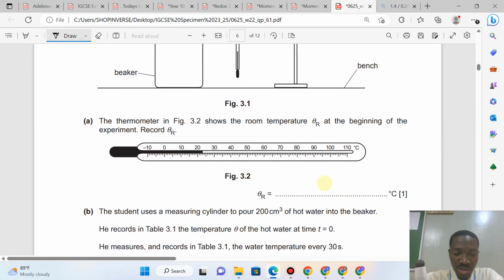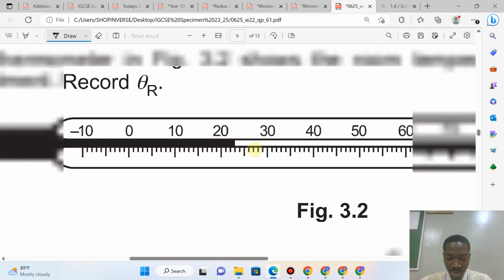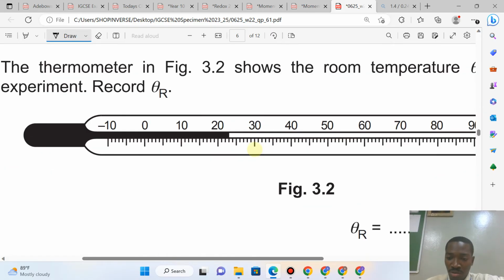Okay, so the calibration here shows the reading. Start from -10, 0, 10, 20. So we have 10 divisions for each 10 units. So each of the smaller divisions is 1 unit. So this will be 21, 22, 23. That's it. 23 degrees Celsius. So we put that in the space provided for temperature. Theta R, we write 23 degrees Celsius. Good. Let's go ahead with the next question.